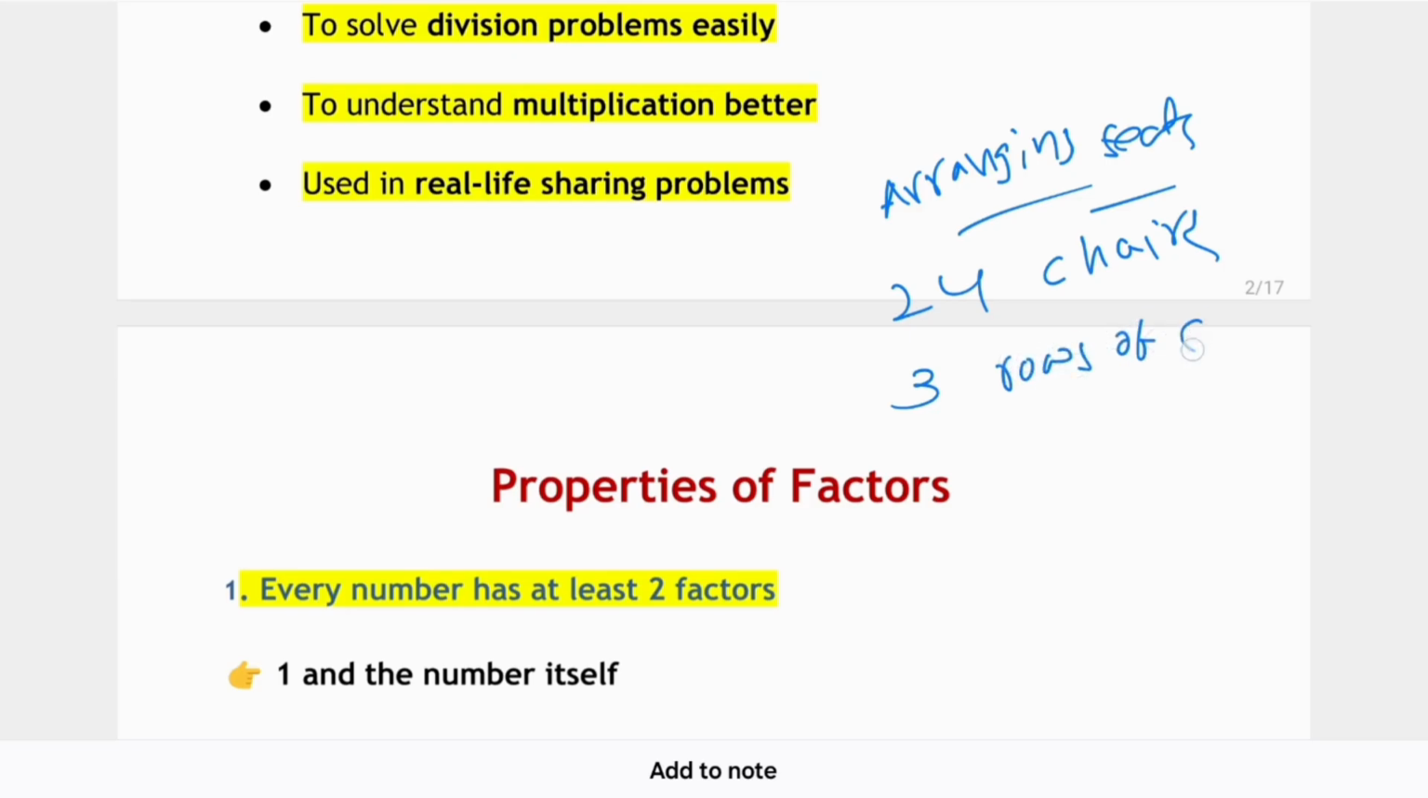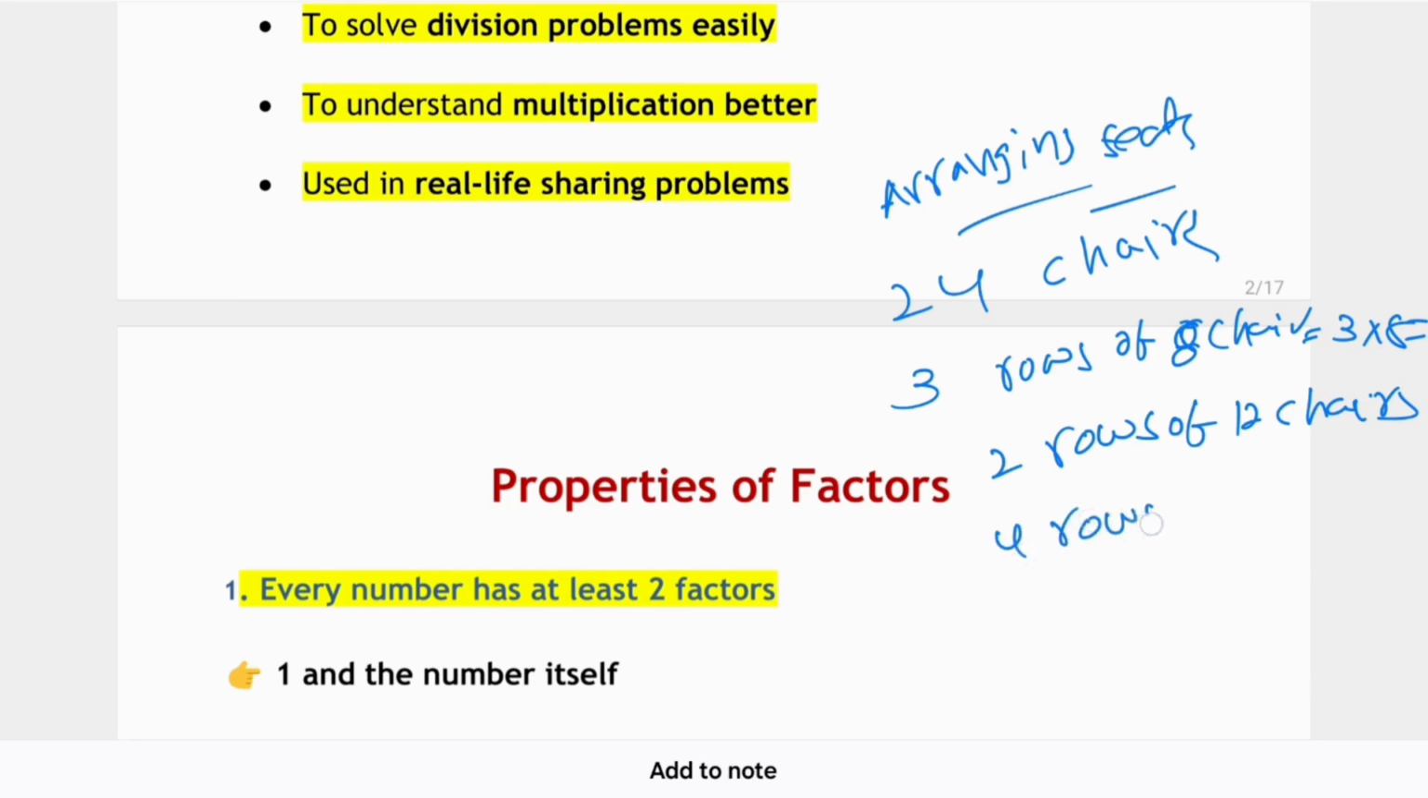3 rows of 8 chairs. 3 rows, how many chairs? 8 chairs, because 3 into 8 is equal to 24. As to this, 2 rows of 12 chairs, because 2 into 12 is equal to 24. 4 rows of 6 chairs, because 4 into 6 is equal to 24 also.